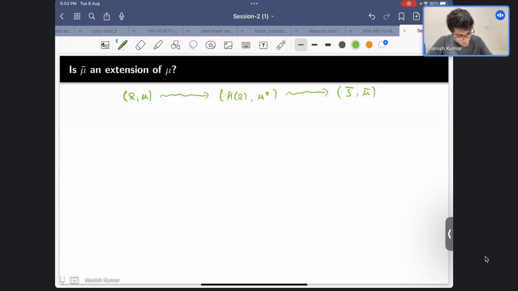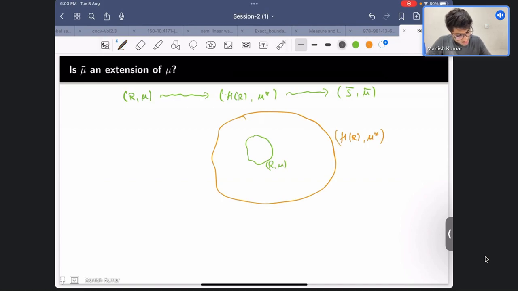So this was the whole theory. What I was doing earlier, that suppose we had this R with mu, from there we constructed this H(R) with mu star, and then I was just restricting. So R will be a subset of H(R), the first thing, and then this S bar with mu bar. And what I was not saying is how this R is contained in this S bar, right? That you have to see.